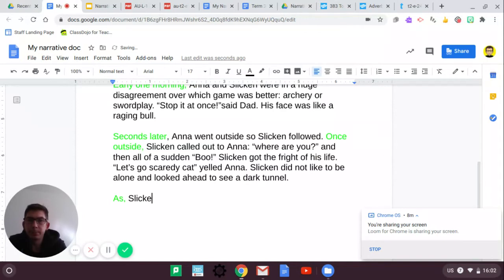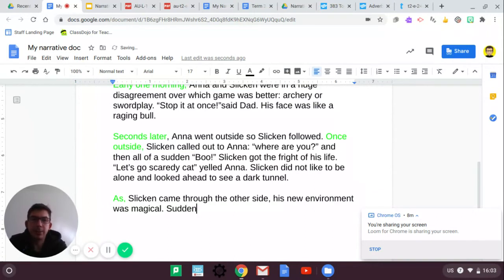Slicken came through the other side. Ooh, his new environment. Yeah, environment was magical. Suddenly, the sun disappeared. And again, I could go on to describe that new environment. You know, was it covered in snow? Was it covered in sand? Was it covered in gummy bears?